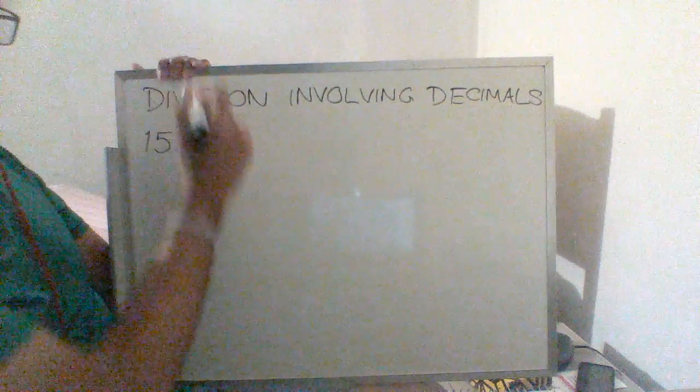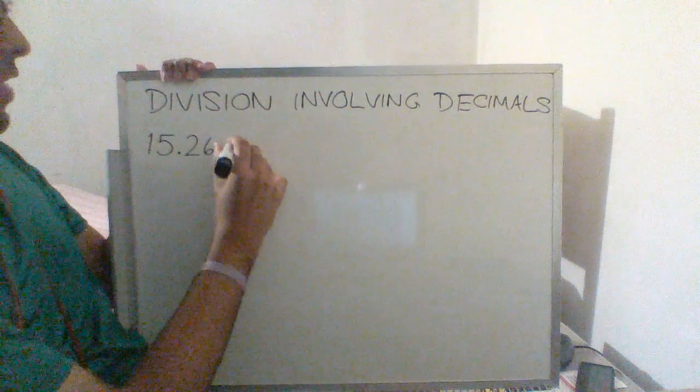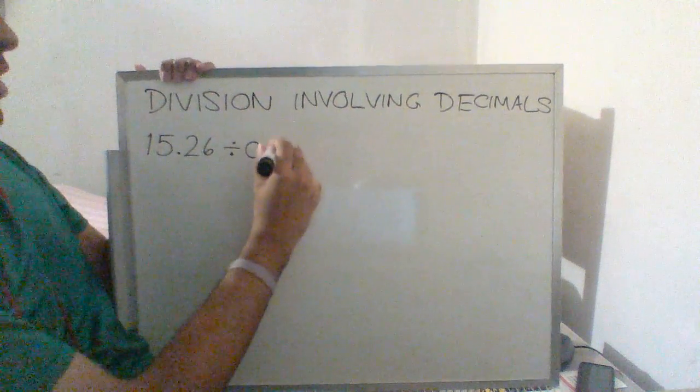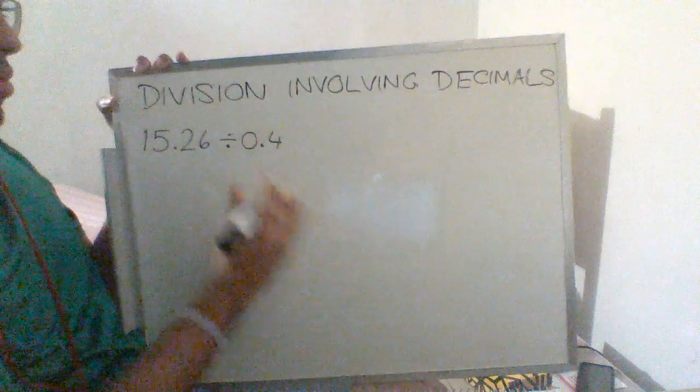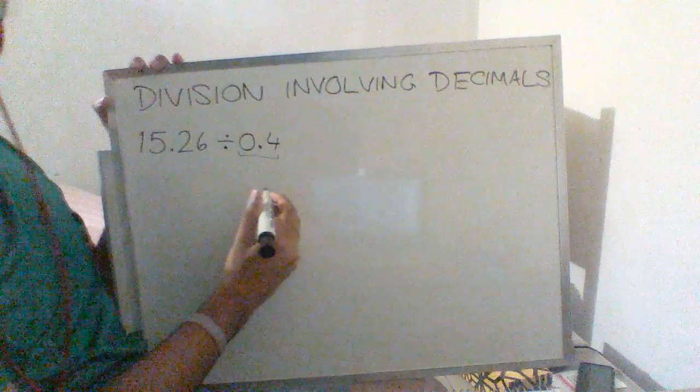So here we've got 15.26 divided by 0.4. So this problem isn't overly different from the last one. We don't want a divisor of 0.4.